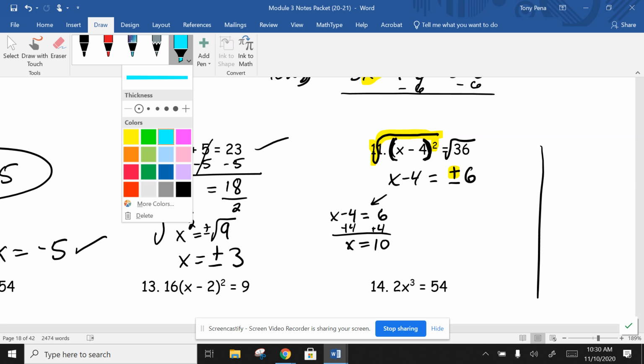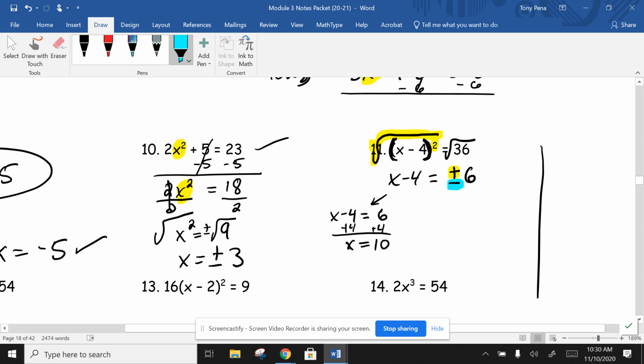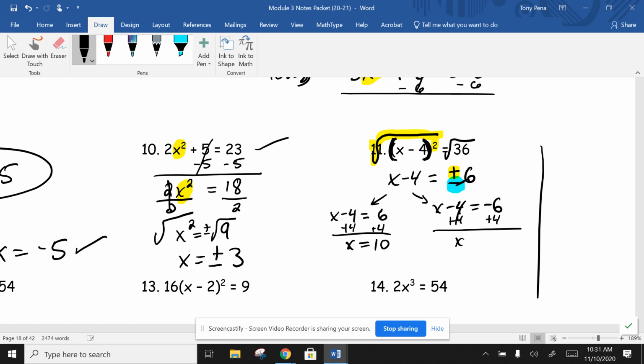However, we also have to take the x minus 4, and notice how this is a negative 6 also. That's what that little minus in front of the 6 means. So I'm also going to do x minus 4 and set it equal to the negative 6. Don't think you're going to get a negative 10 here. We don't just get 10, negative 10. Don't be that kid when the time comes. When I now solve this, you're going to add 4 to both sides, just like we did before. Our other answer should be a negative 2.